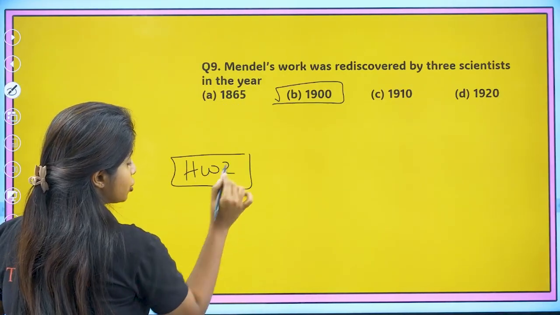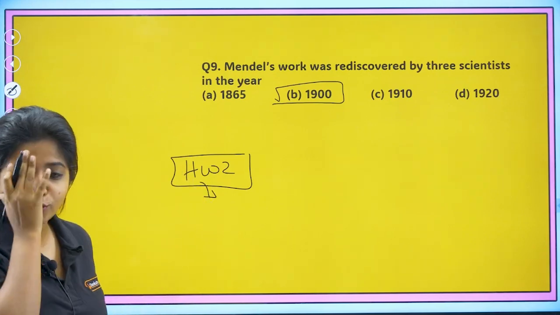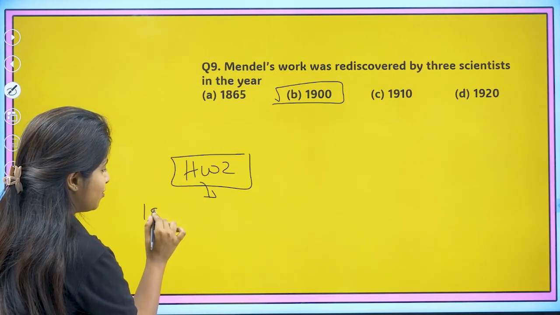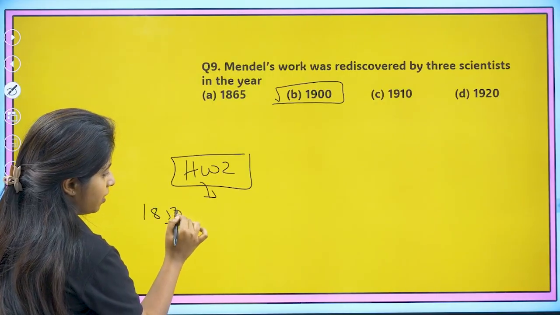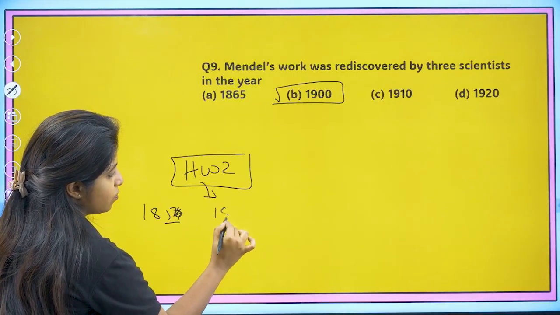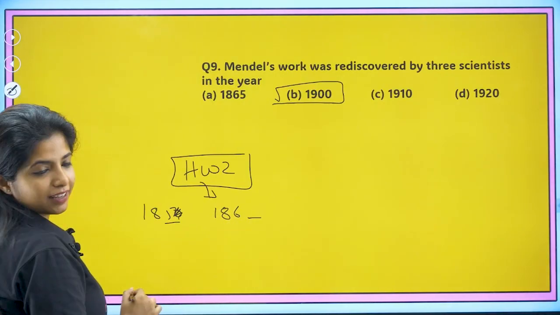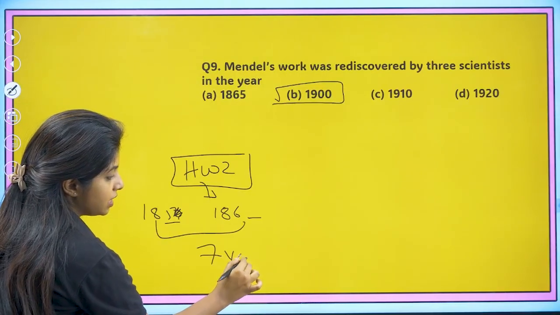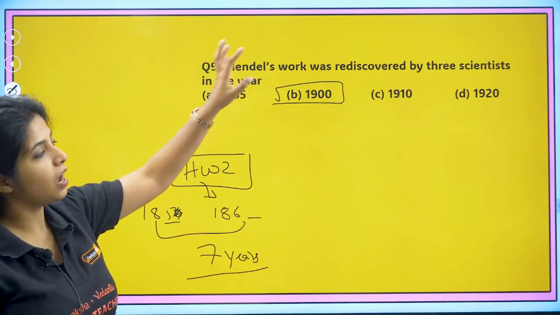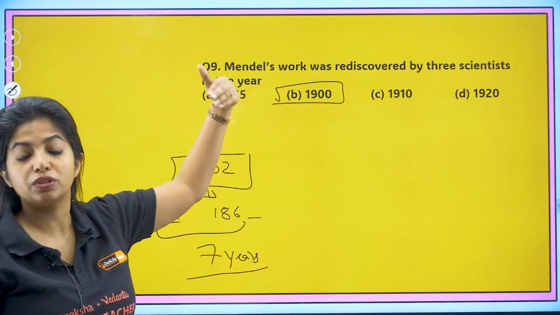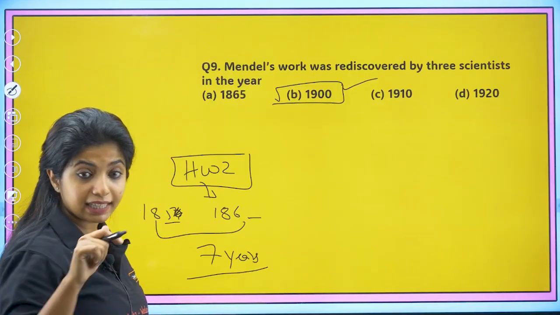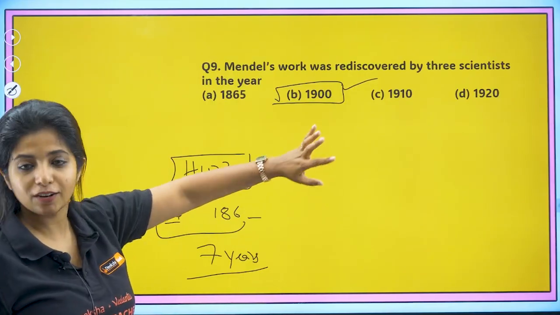This is your homework question number 2. I had taught you several times. You need to answer me. It has something to do with 1850s. Okay, I'm not writing the number over here, and it goes up to 1860s. So 1850s and 1860s. For 7 years he did his experiment. Now, after so many years, his work was rediscovered in the year 1900, not 1910 or something like that.